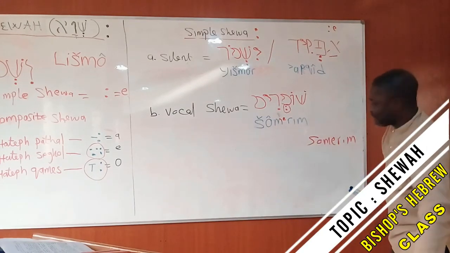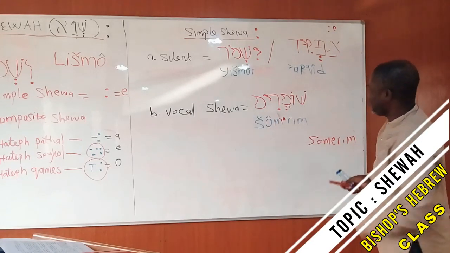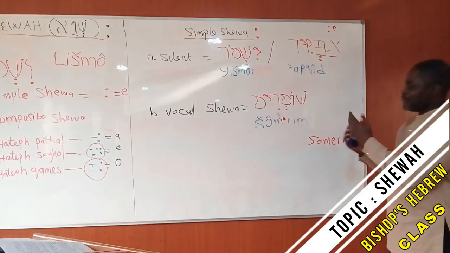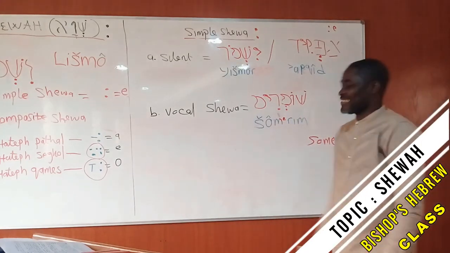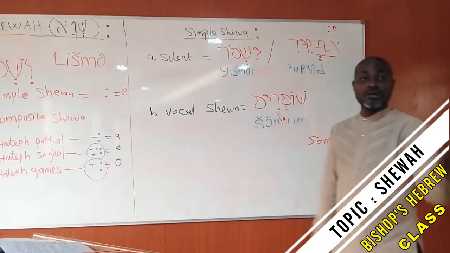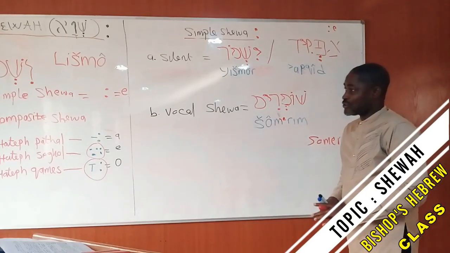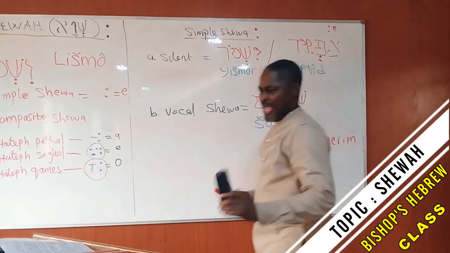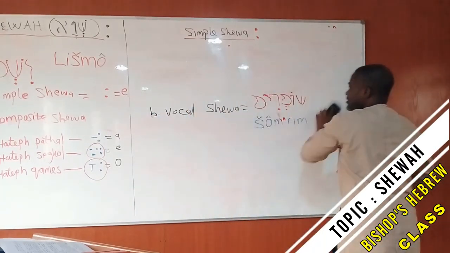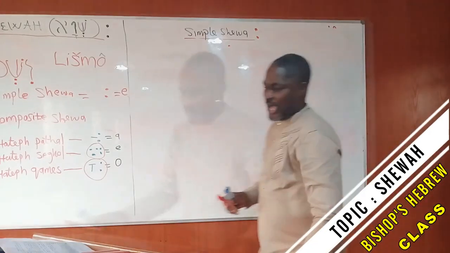And what made this to be a vocal SHEWAH? It's a vocal SHEWAH because it follows a long vowel. So the rule here is a SHEWAH is silent when it follows a short vowel. It's vocal when it follows a long vowel. That is the first rule we need to bear in mind. I want us to go further in our understanding of what a SHEWAH is.